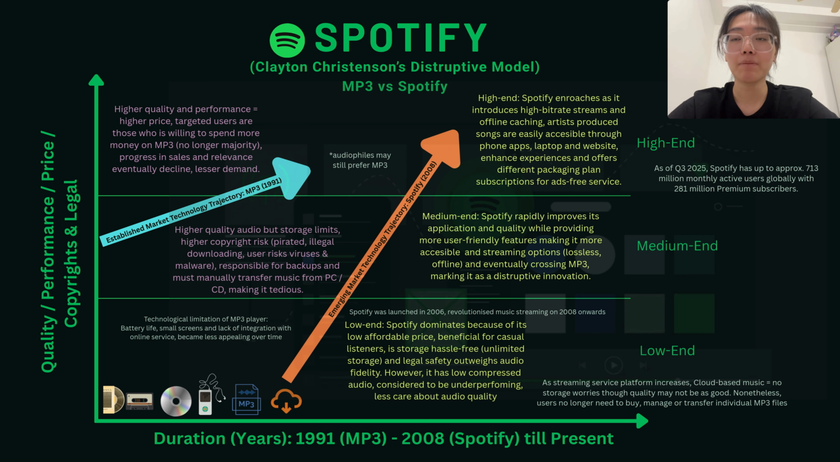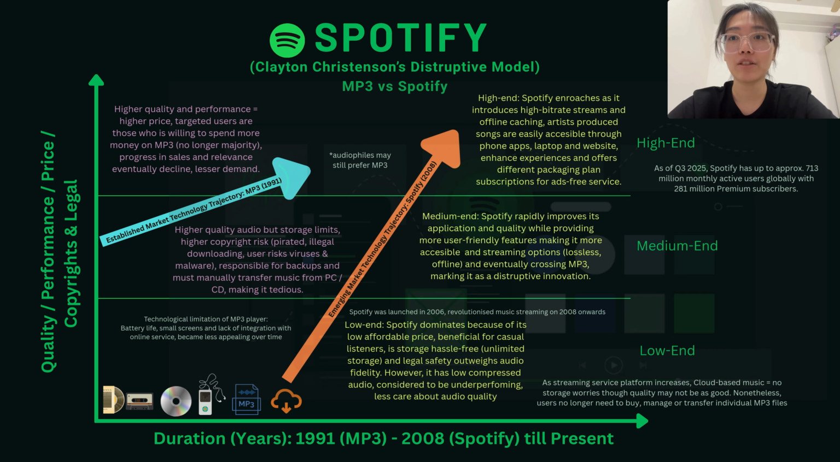At the medium end, Spotify improved rapidly by increasing streaming quality, introducing offline listening, as well as enhancing user experience across phones, laptops, and websites. At this stage, Spotify became good enough for mainstream users and began replacing MP3 for everyday listening. At the high end, Spotify introduced high bitrate audio and premium subscription plans, allowing it to compete directly with MP3 on quality while still offering superior convenience. This is where Spotify disrupts and overtakes MP3.